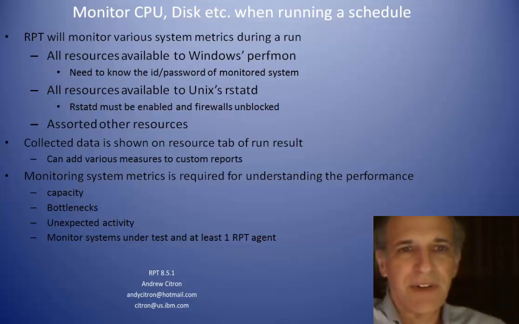The collected data is shown on the resource tab of the run result, and you can add those measures to custom reports. Monitoring system resources is really required to know what's going on in a performance run. You can't tell if you're near capacity if you're not monitoring it. You can't tell where bottlenecks are. If there's any unexpected activity, monitoring the resources might show you that. And it's a good idea to monitor all the systems that are under test and at least one RPT agent. So I'm going to take you through what it takes to set that up.